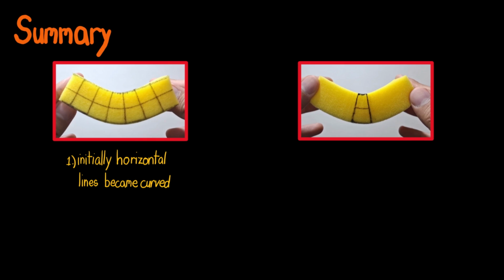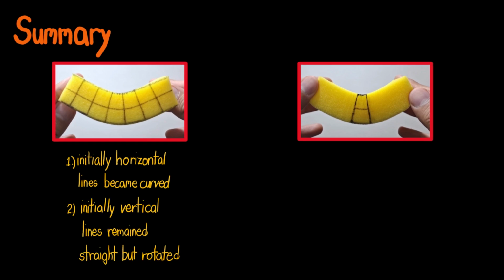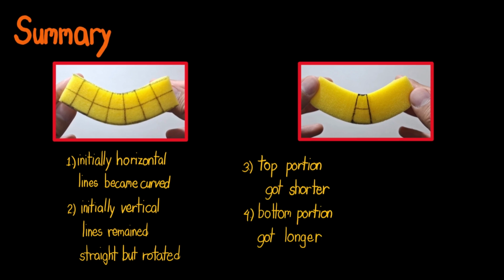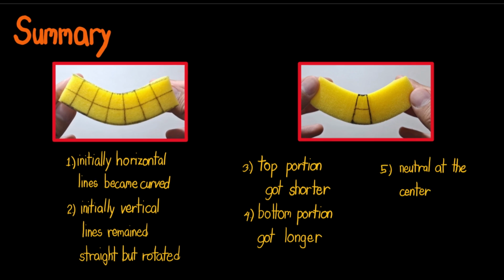So for the summary of observations, if you bend an object, horizontal lines become curved, while vertical lines remain straight but rotated. When bent in U-shape, the top portion got shorter, while the bottom portion got longer, and the center did not change length.